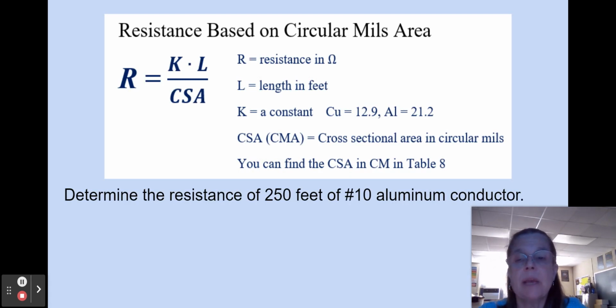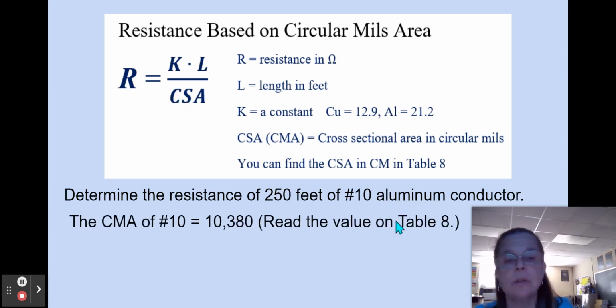Here's a second example for you. Determine the resistance of 250 feet of number 10 aluminum conductor. First thing I'm going to do is write this formula. A resistance of 250 feet. So where the L is, I'm going to write 250. Of an aluminum conductor size 10. Well, aluminum K is 21.2. So this is going to be 21.2 times 250. And now I need the cross-sectional area of size 10 aluminum.